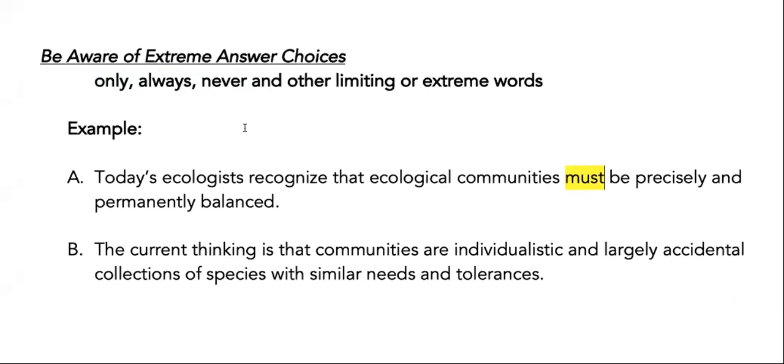Okay. All right. So today's ecologists recognize that ecological communities must be precisely, this is extreme, right? So if you see that kind of thing happening, it's a red flag. I'm not saying 100% of the time you're going to eliminate it, but it's a red flag like, whoa, did the text really say it must be? Or did the text say something different, right? So in this case, we would eliminate this choice and B would be a better selection for a main idea.